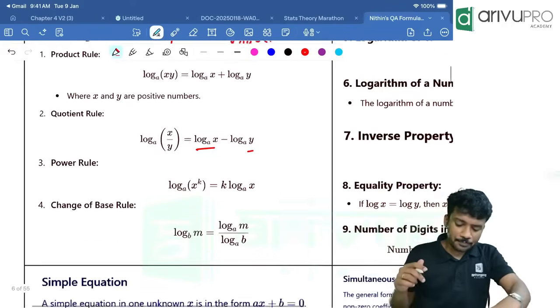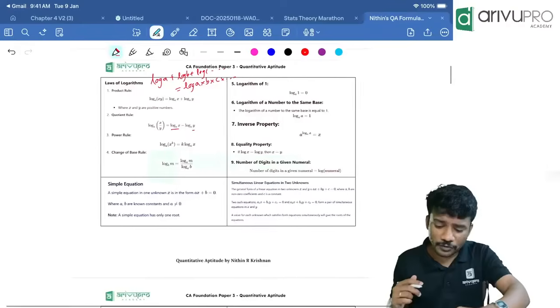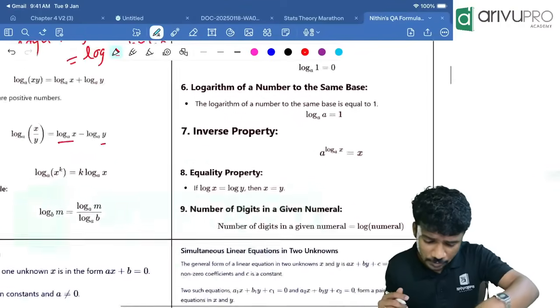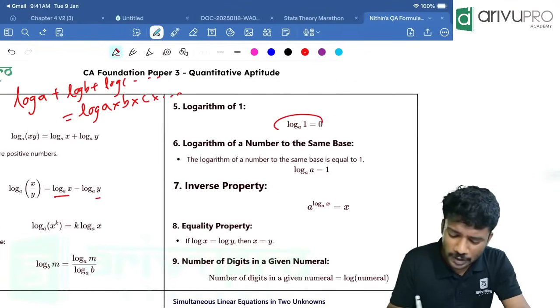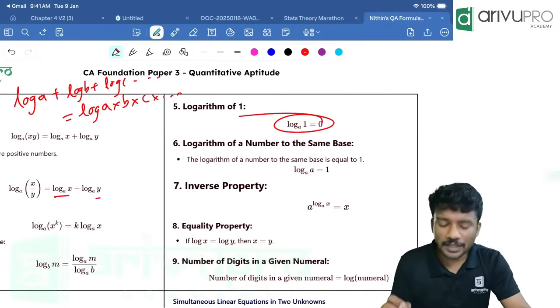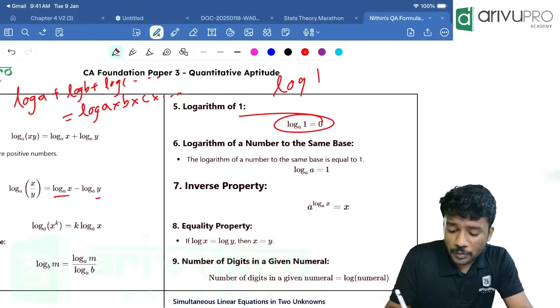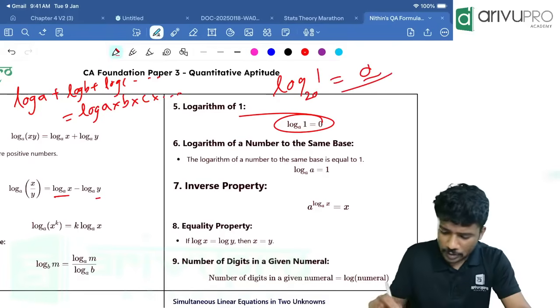Yes. Next one, simple equations. We are going for that. Now, these are some of the properties of logarithm. Log of 1 is what? Log of 1 is what? 0. Log of 1 to any base is what? For example, the base is 20. The answer will be what? 0.